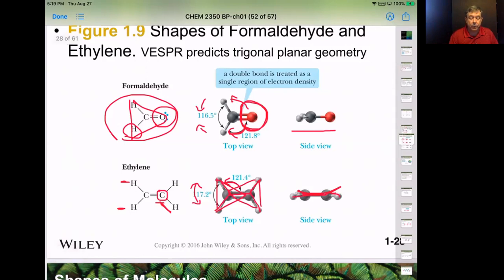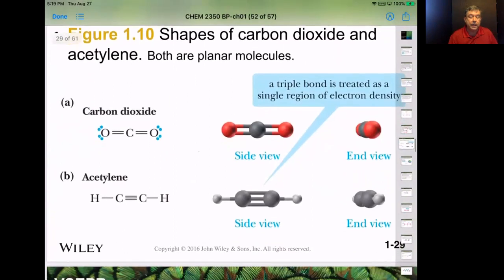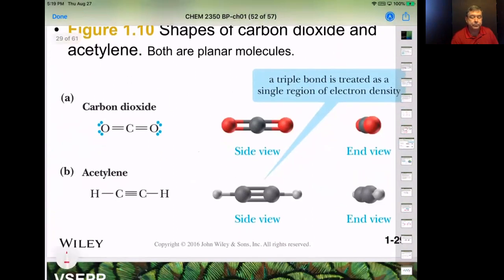Now, when we extend that up to the linears, we see that in something like carbon dioxide, we only have 1 region of electron density here and 1 region of electron density here, giving us this linear structure. And if we look at it on the end, all 3 atoms are in a row. We can extend that to even longer ones like this. This is acetylene, this is 4 atoms.